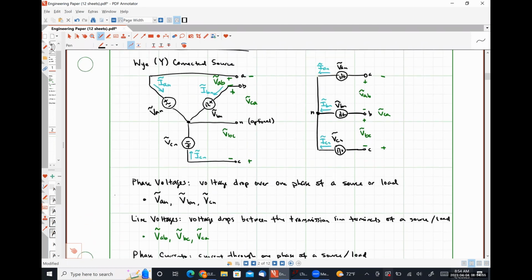This is a Y-connected source. Anybody have any questions about this one before we move on to the next connection? I'm probably boring you guys to tears, beating this to death. The reason for that is I don't want 800 questions of how do I do this problem? You're asking for this quantity. I'm telling you what the quantities are now. So just to be clear. All right.